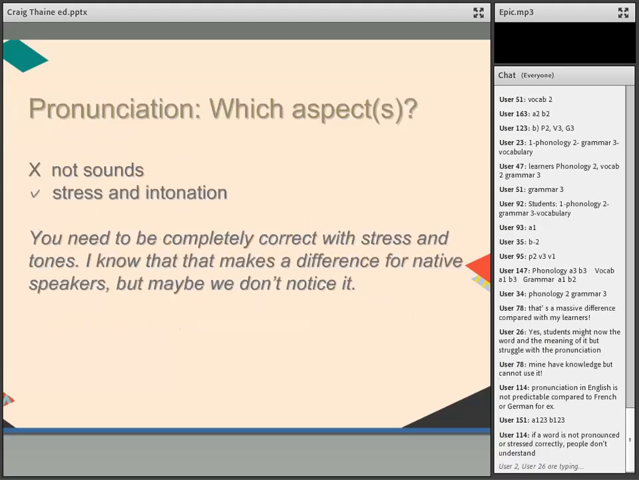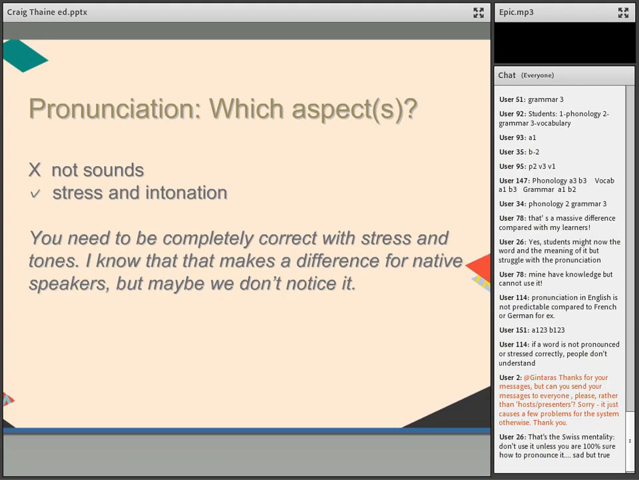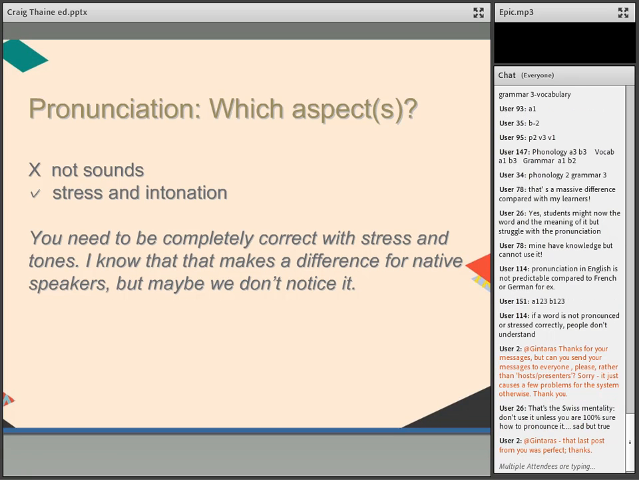So I followed up and asked learners some questions. I thought perhaps that it might be sounds that were problematic for learners, but they said no, sounds were not the problem. What they feel is most challenging is stress and intonation. And as the comment says here, you need to be completely correct with stress and tones. I know that that makes a difference for native speakers, but maybe we don't notice it. And one of the things that they indicated is that they feel that if they get the stress or the intonation wrong, they can be misinterpreted in some way, and that someone they're talking to may get the wrong message. And they were very, very aware of this.